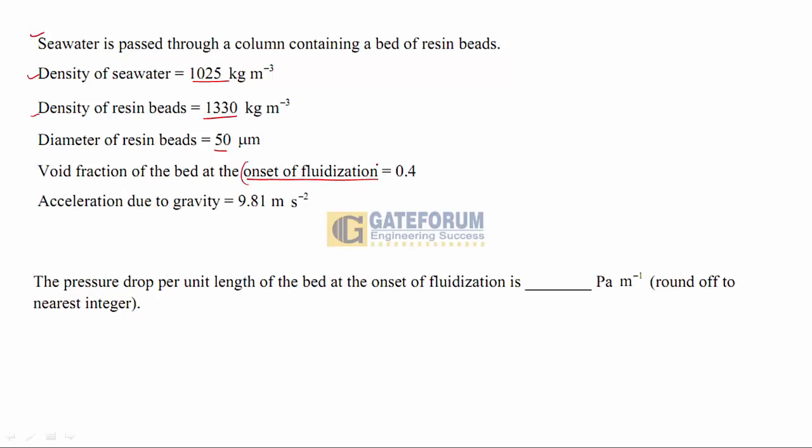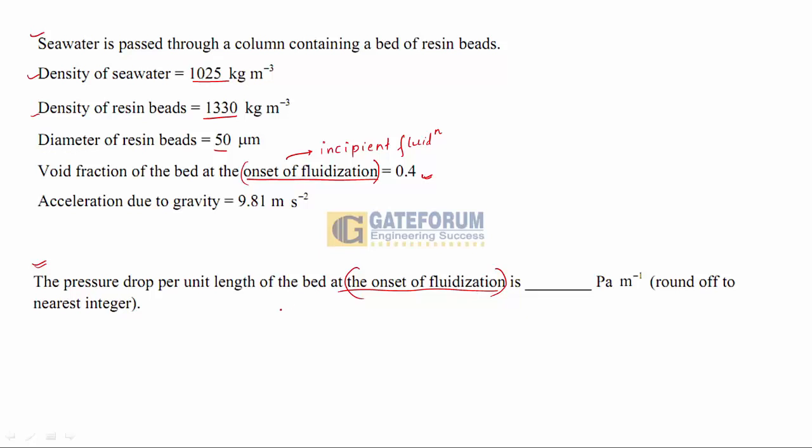So this onset of fluidization is very important, which means that the fluidization has just started. This is also called incipient fluidization, when the fluidization has just started. Okay, at that point the void fraction of the bed is 0.4. Acceleration due to gravity is given. Now what we have to calculate is the pressure drop per unit length of the bed at this condition of fluidization, which is the incipient fluidization.